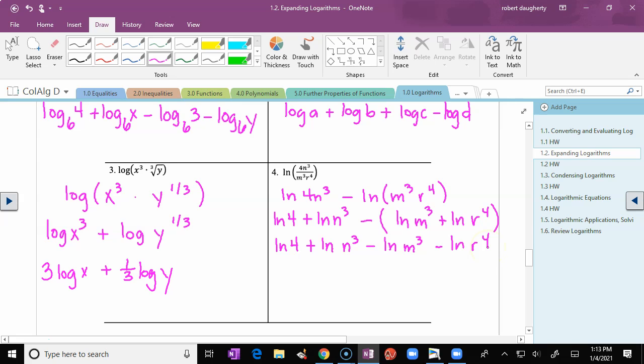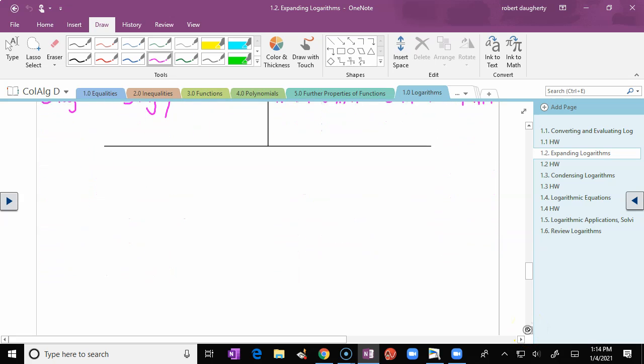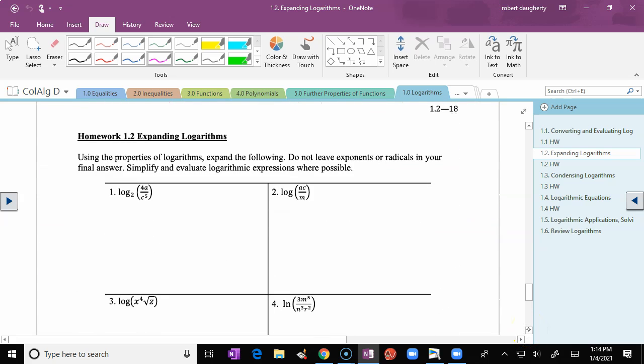Now I use the power rule. So this is natural log of 4 plus 3 natural log of n minus 3 natural log of m minus 4 natural log of r. So it's just using these rules repetitively to break these things up and to work from there. So that should be it. You should be able now to work on the homework. Just take your time with this. And again, you've got product rule, quotient rule, power rule, knowing when these things apply, okay?